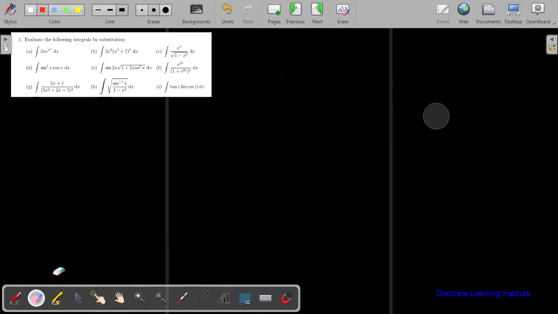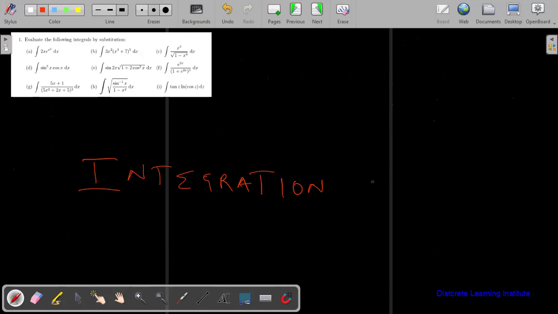And that's all on integration by substitution. So if you have any questions, feel free to reach out. We are always available to help.